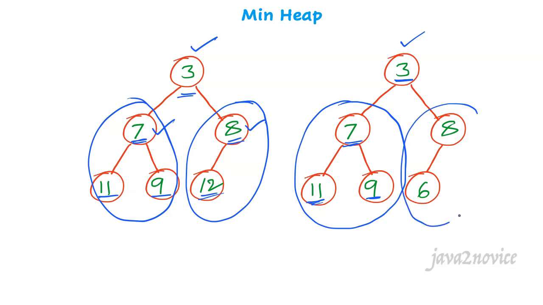Now we'll take its right subtree. The root node value is 8. Unfortunately, it is bigger than its children. 8 is bigger than 6. So it is not following the min heap property. So this tree is not a min heap. I hope you understood what is min heap and max heap.